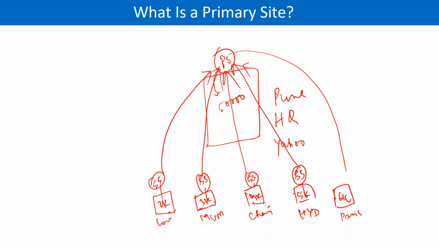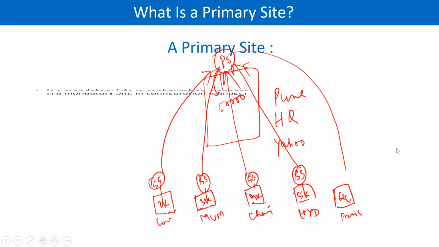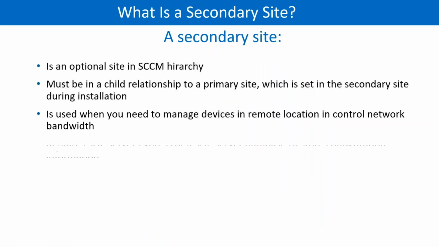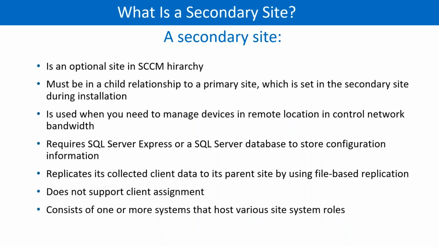Now the secondary site, as I have already mentioned, is needed only for the branch offices, and it basically stores data in SQL Express or SQL Server database, either this or this. Mostly we use this one because it is free of cost.